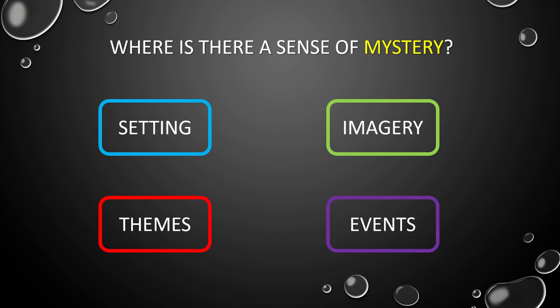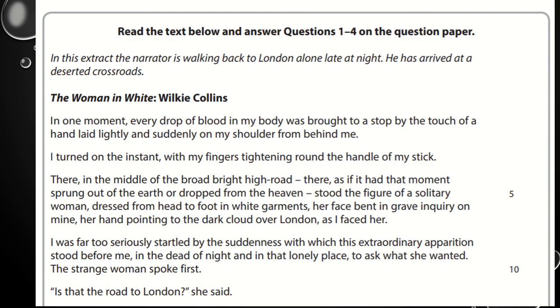And then the events. So from an events point of view, why did she put a hand on his shoulder? Why didn't she just say, excuse me? Why was she hiding in a hedge? Why was she there at 1 o'clock in the morning? Again, these are points that if you were a detective, you would be saying these are quite mysterious things that are occurring. So let's look again.